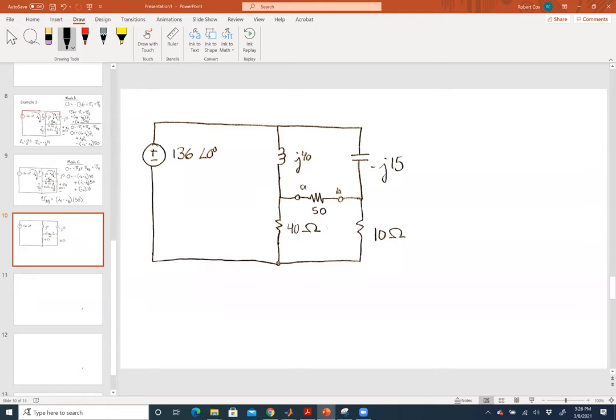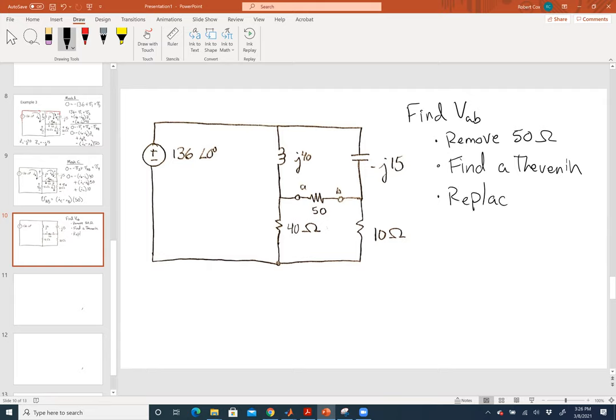Now, the other way: this was a book problem, and the book said to do this by removing the 50 ohm resistor. So find VAB by removing the 50 ohms, and then find essentially a Thevenin equivalent. Remove 50 ohms, find a Thevenin equivalent, and then replace the 50 ohms. What that means is take the 50 ohms out.